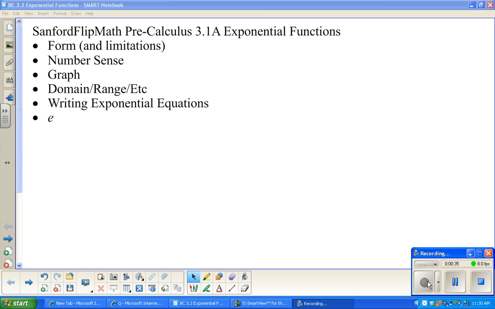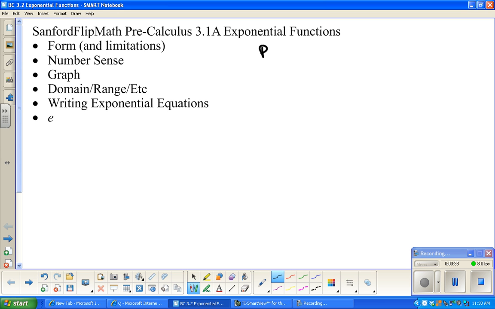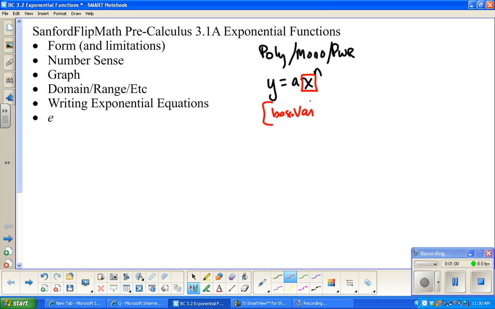And I need to make a little distinction here. Polynomial functions and monomial functions are in this form, also power functions. Worth noting that we have a variable as the base, and then that's raised to some sort of an exponent, which is a number, or a constant. I need to make a distinction between that and an exponential function.